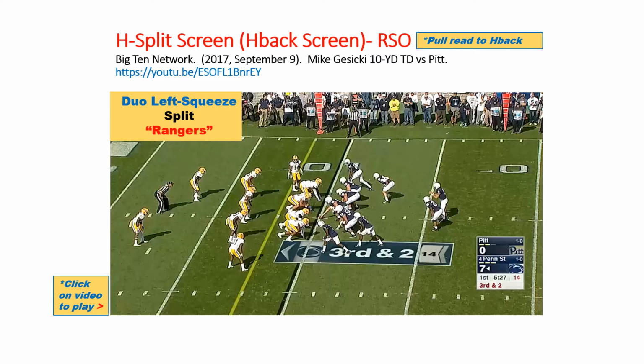So here's Penn State doing it. Again, they're in a compressed duo left formation where the A, the Z, and the X are all 1 yard inside. But again, we're going to run this where we call this towards the H, but it's a cutback play. So this would be Rangers, but it's split signal.